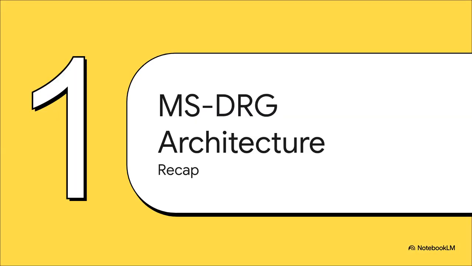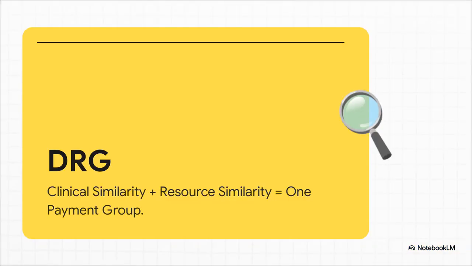Section 1. MSDRG architecture recap. Before we get into the weeds with specific disease codes, we just need to quickly anchor ourselves in the core logic of the system. Remember our fundamental formula, right? A DRG is a statistical system used to classify any inpatient stay into groups that are expected to have similar resource consumption and clinical characteristics. Simply put, clinical similarity plus resource similarity equals one payment group. This is the absolute bedrock of the inpatient prospective payment system used by Medicare.